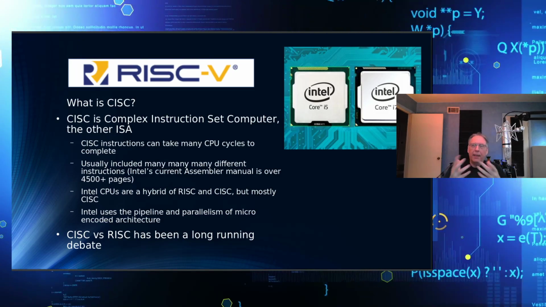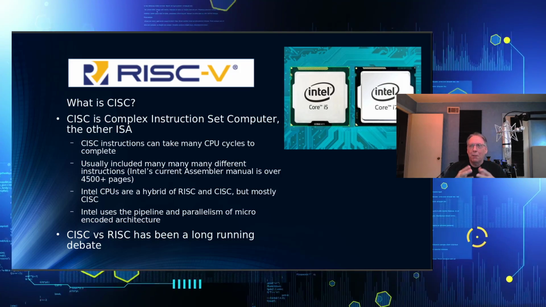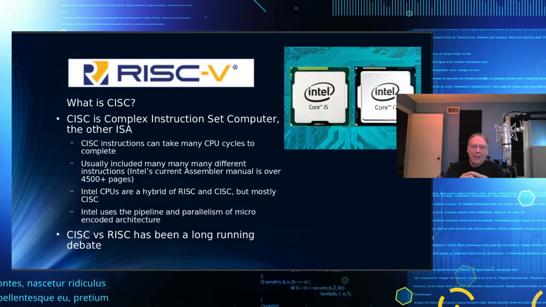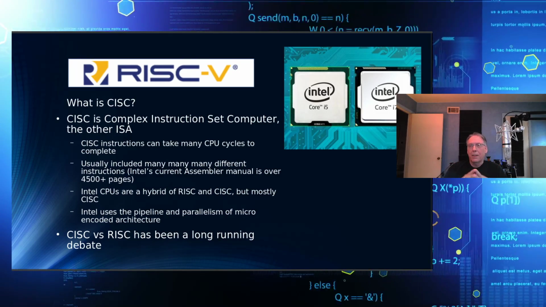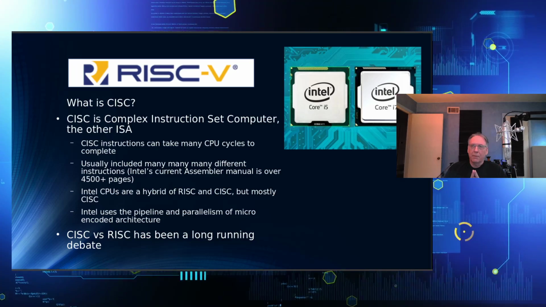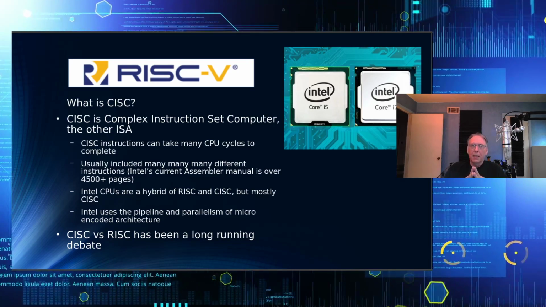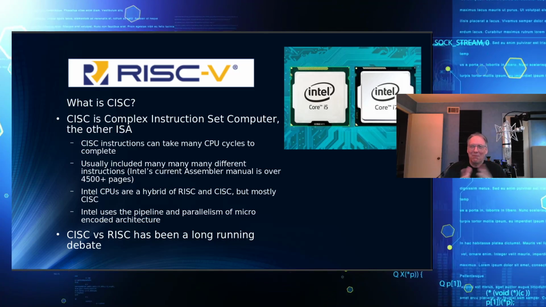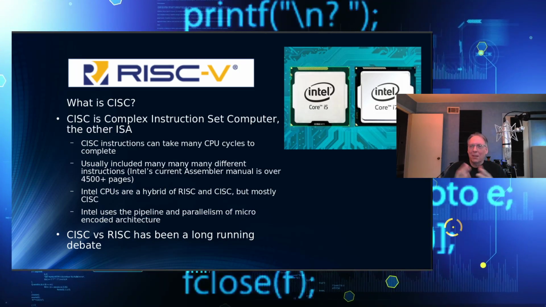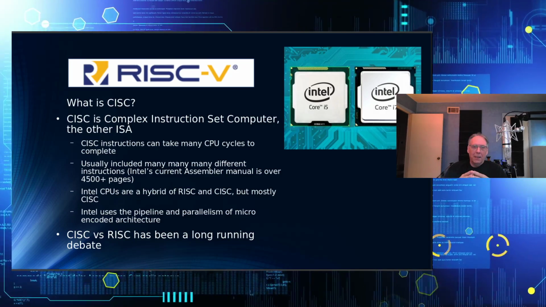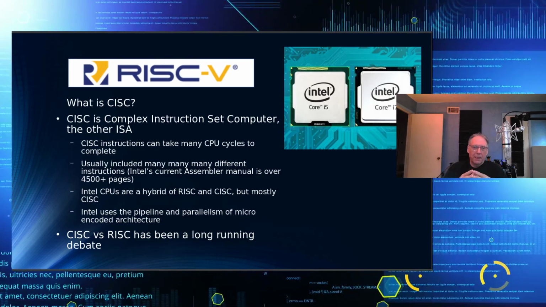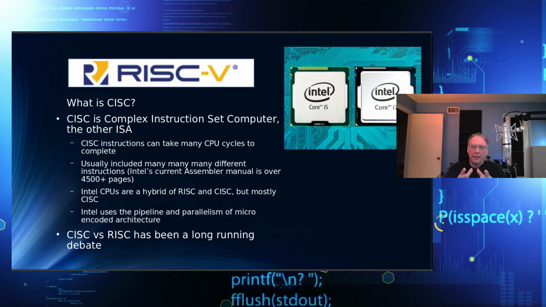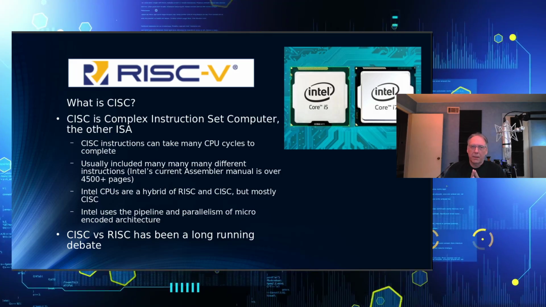They have many different instructions, and if you compare the instruction set language between the RISC-V and the Intel, the current Intel reference manual for assembly language, which is over 4,500 pages long, they are orders of magnitude different. The RISC instruction sets are much less. The Intel CPUs are, of course, we talked about that being a hybrid, and that is because they do employ pipelining and some parallelism in the microencoded architecture.